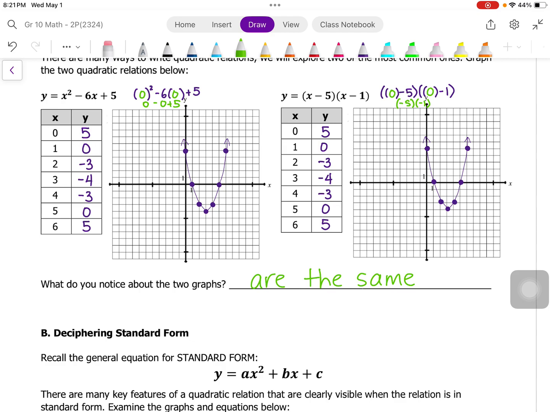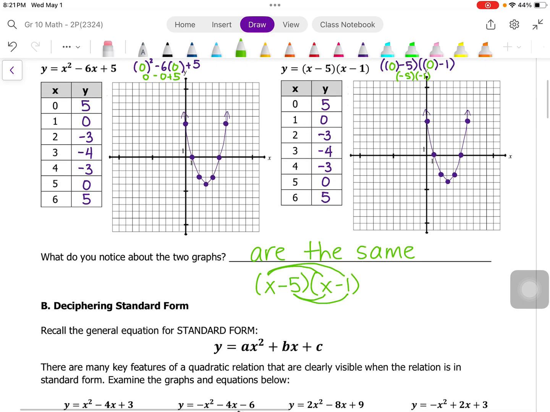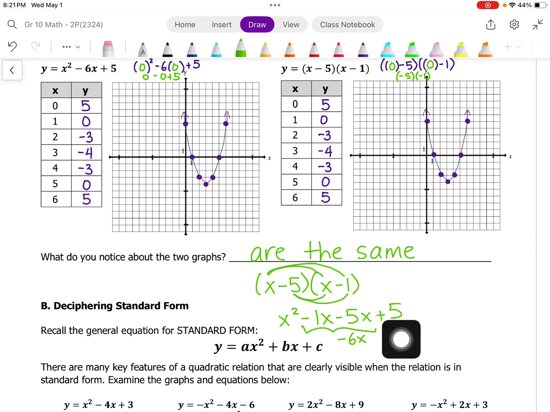Now, if you recall from our last unit, we learned how to multiply binomials, and when we do that, we take the first term in the first binomial and multiply it by each term in the second binomial, and then we take the second term and multiply by each term in the second binomial. So that gives us x squared minus 1x minus 5x plus 5, and if I collect my like terms, minus 1x minus 5x is equal to minus 6x. So x squared minus 6x plus 5, that is the exact same as this equation.